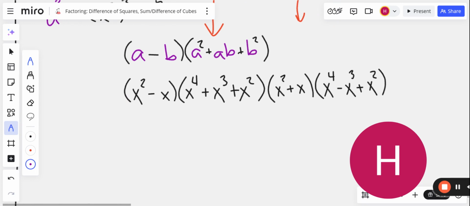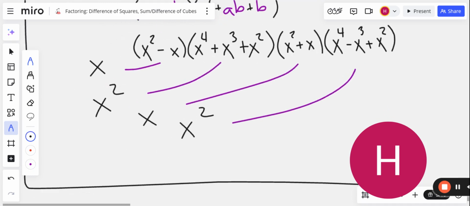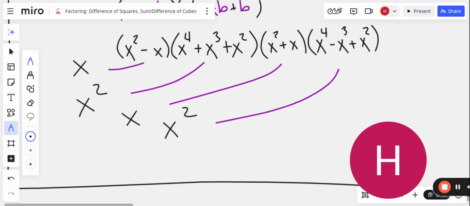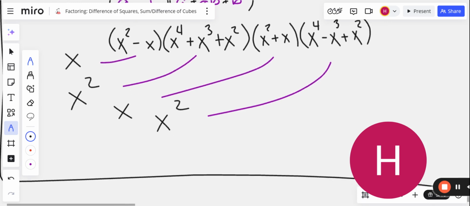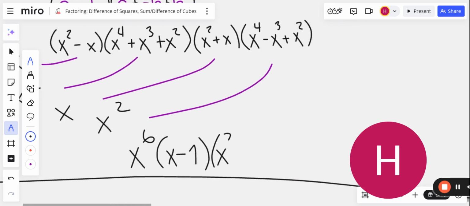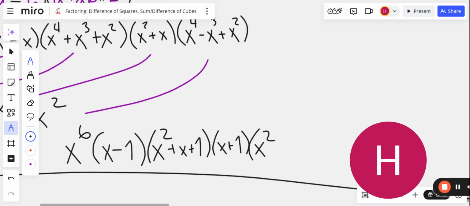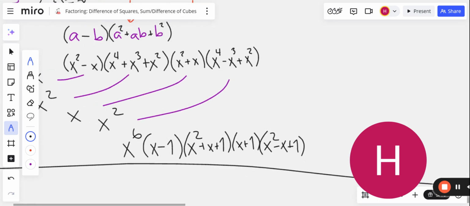Why is that? This one has a GCF of x. This one has a GCF of x squared. This one has a GCF of x. This one has a GCF of x squared. If I take all of those out together, x and x squared, that's 3 so far, another x squared, that's 3 more so far, I take out x to the 6th, and I'm just left with this. X minus 1, x squared plus x plus 1, x plus 1, x squared minus x plus 1. Oh my goodness.